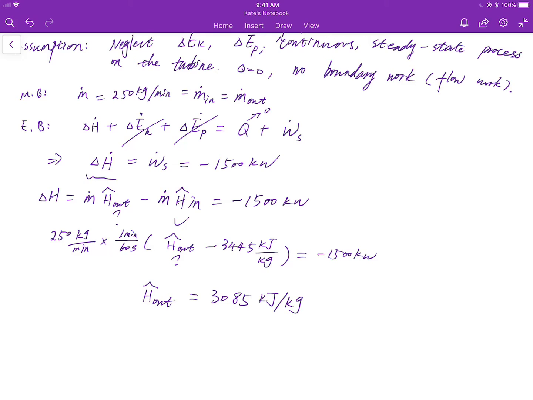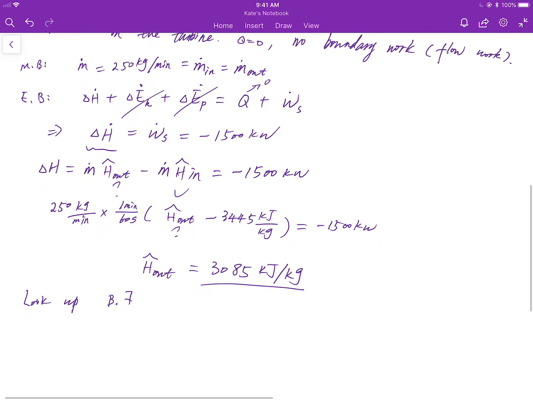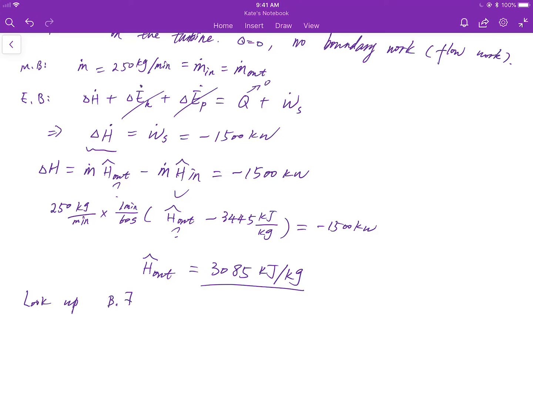Then we can look at the table in B7 again, to find any specific enthalpy close to this value. We don't see any value close to this one, but we do find that between 3085, we have 3168, which is associated with the temperature of 350 degrees Celsius. And at 300 degrees, it is 3065. Then we can do interpolation.